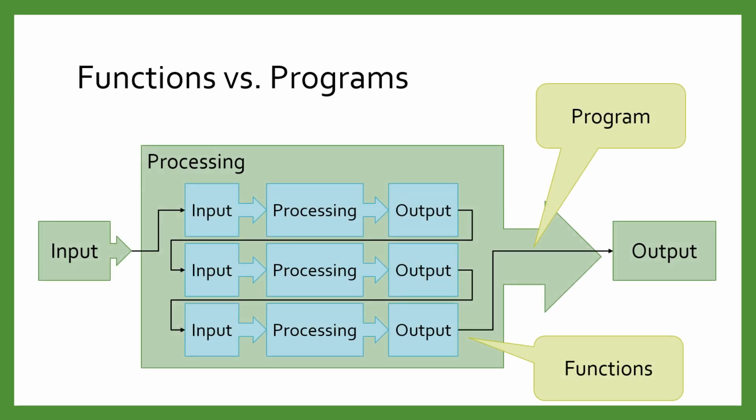A program and a function are similar, but not quite the same. They both have the same input, process, output pattern. However, functions are typically much smaller and are meant to accomplish a single specific task. In fact, most industrial programs are actually just a bunch of functions working together.